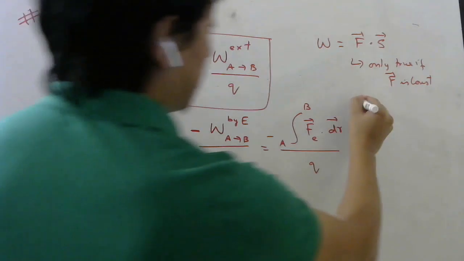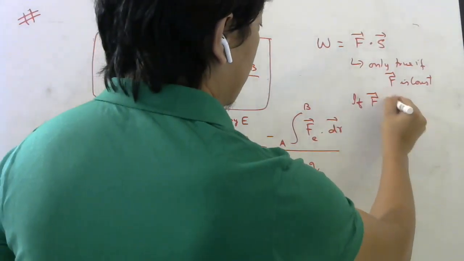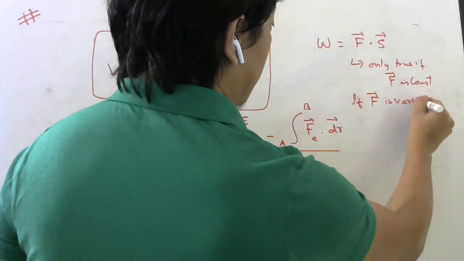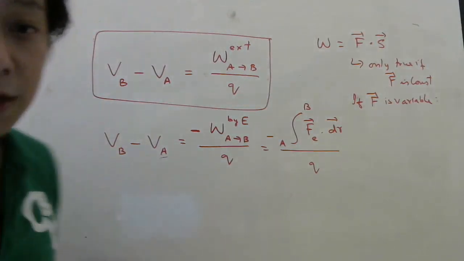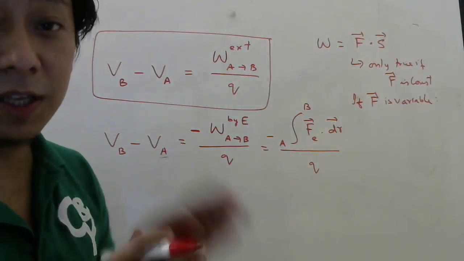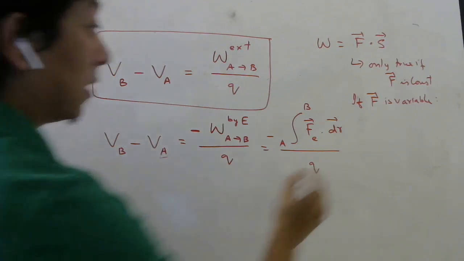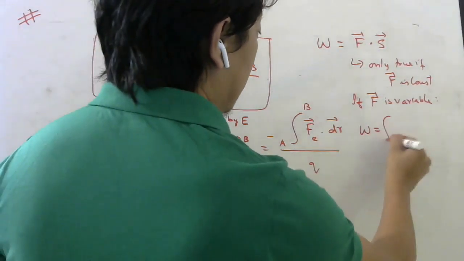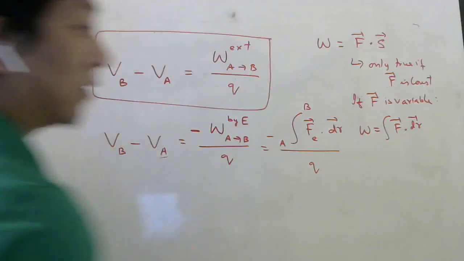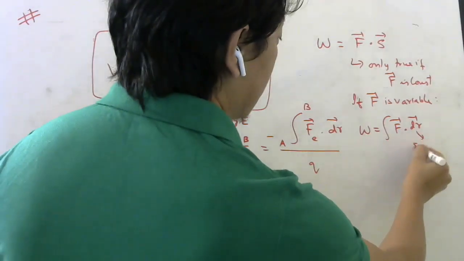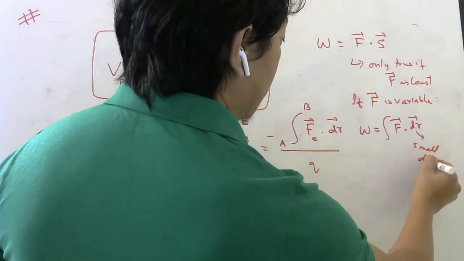If force is variable, then please check your work done by variable force concept in the chapter work energy power. Then we write work done as integral force dot small displacement. dr bar represents a small displacement.